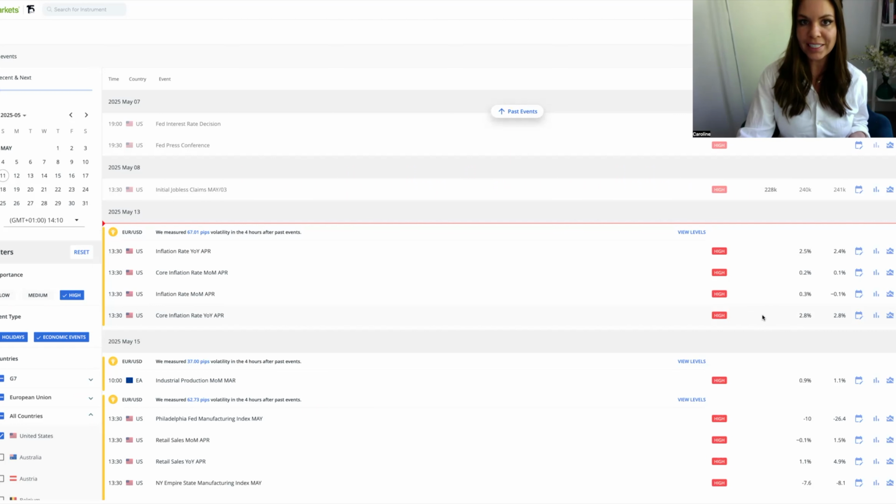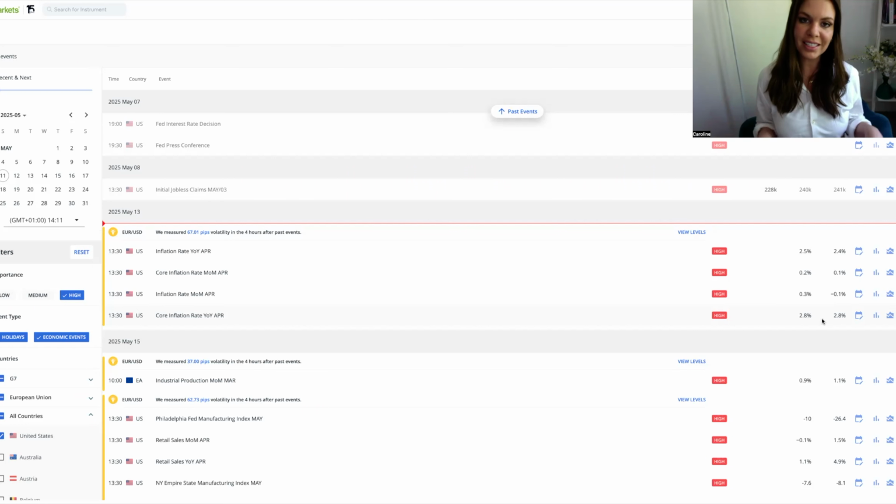It also becomes really difficult if the actual comes out and it's between these two numbers. That means that perhaps it was higher than before, but not as high as expected, which can be a confusing grey area to try and trade in.